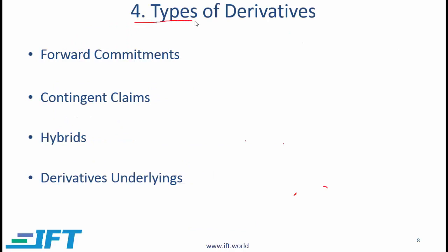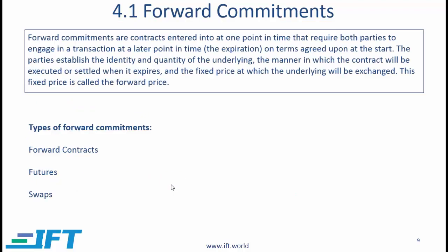Section 4, Types of Derivatives. Here we will talk about the two major types of derivatives, which are forward commitments and contingent claims. We will say a little bit about hybrids, which is a combination of derivatives with other instruments, and then we will talk about derivatives underlyings. Let's start with forward commitments, and we will look at the definition first.